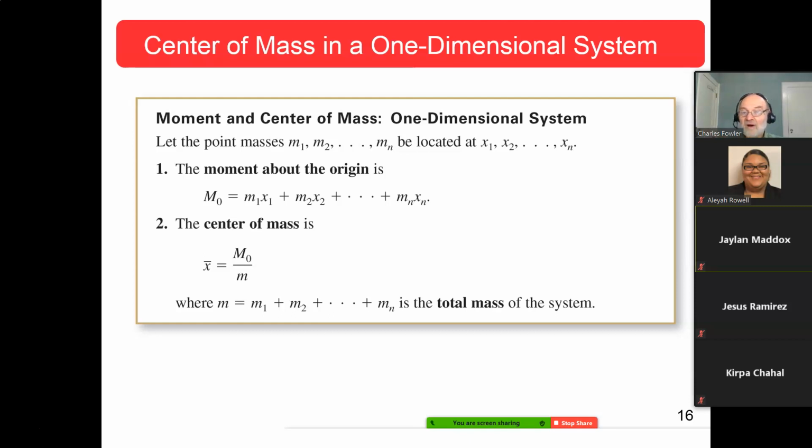Now, of course all the m's are positive. If all the x's are positive, then you have a pretty large moment here. But if some of those x sub i's are negative, then your moment is usually a little bit less. The center of mass, though, would then be the moment about the origin divided by the total mass, where m is equal to the summation of all the masses in the system.